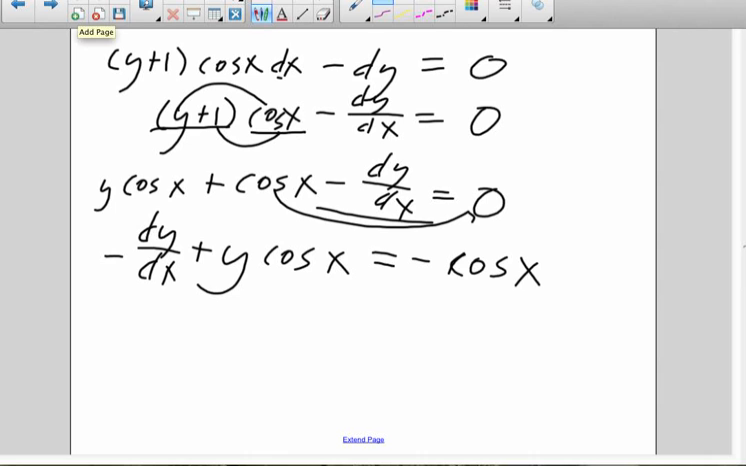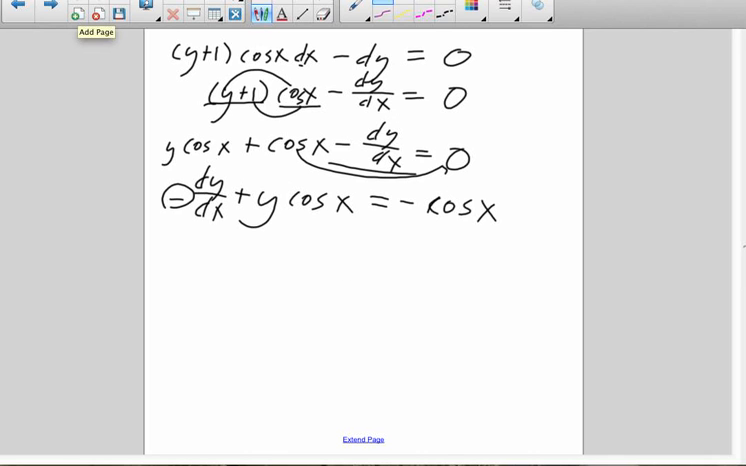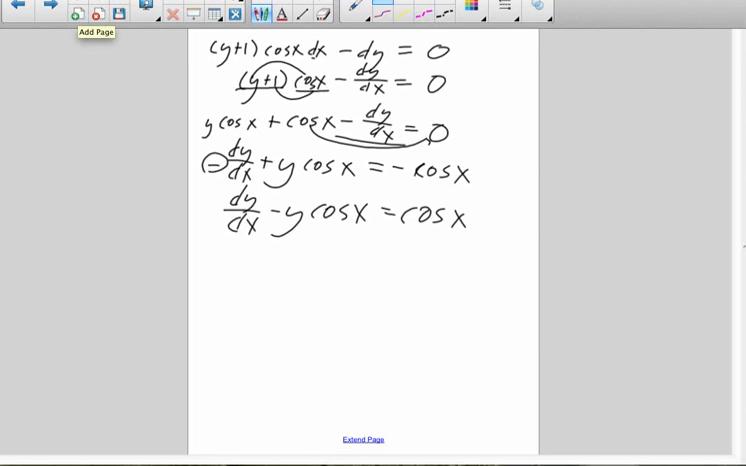Now, we've got a negative here, which is what we want. And the trick to this is if you get anything in front of dy/dx, you have to divide it into all the terms. So in this case, I'm going to divide everything by -1, which just means I'm changing all my signs. Minus y cosine of x equals cosine of x.